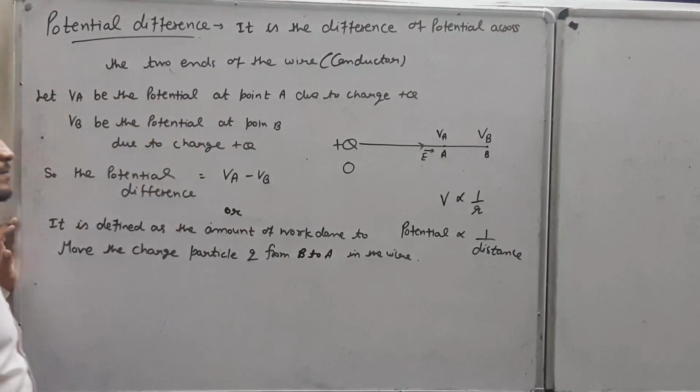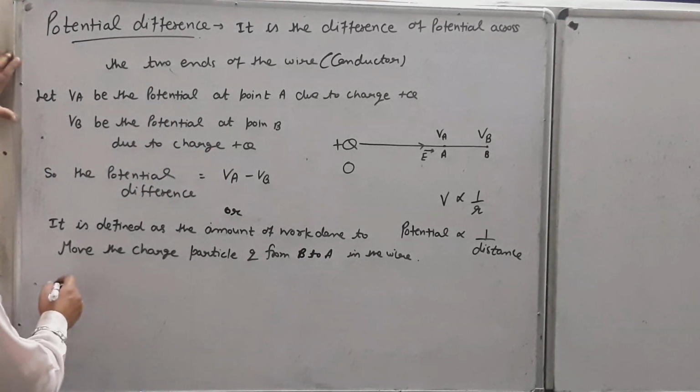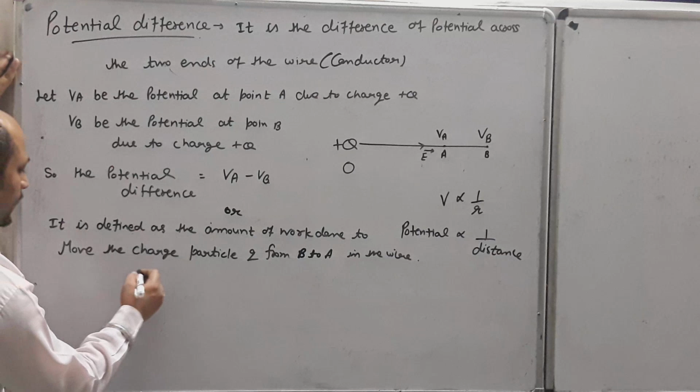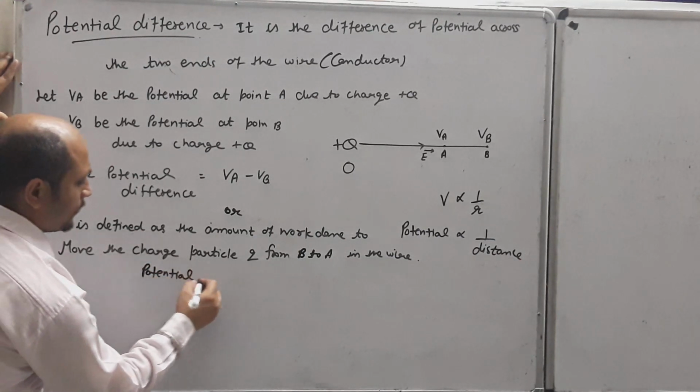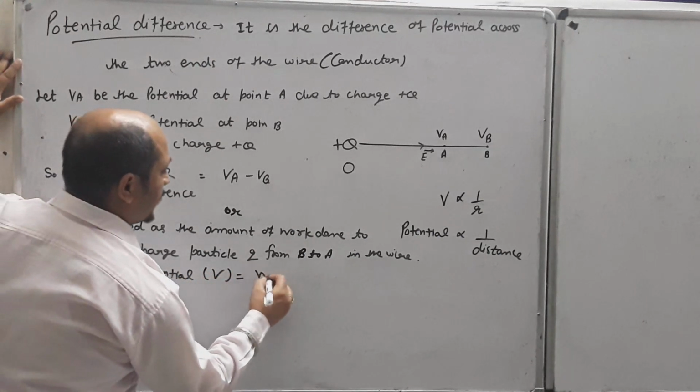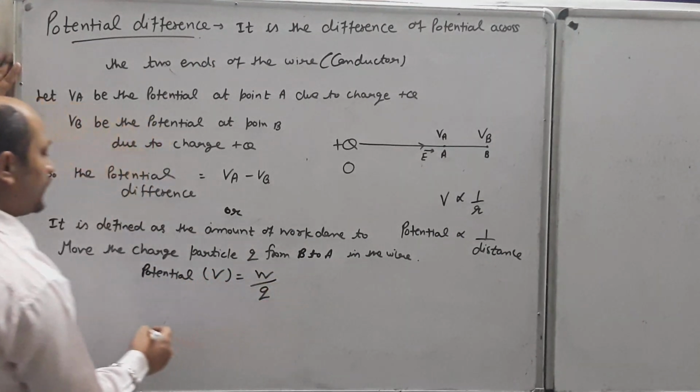द अमाउंट ऑफ वर्क डन टू मूव द चार्ज पार्टिकल क्यू फ्रॉम बी टू ए इन द वायर, दैट इज नोन एज द पोटेंशियल. द यूनिट इज सेम वोल्ट. पोटेंशियल एज यू नो इट इज डिनोटेड बाय वी, दैट इज डब्ल्यू अपॉन क्यू.